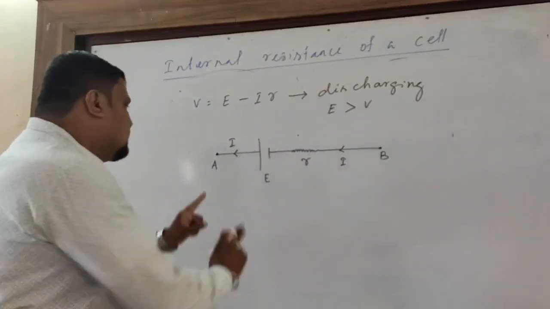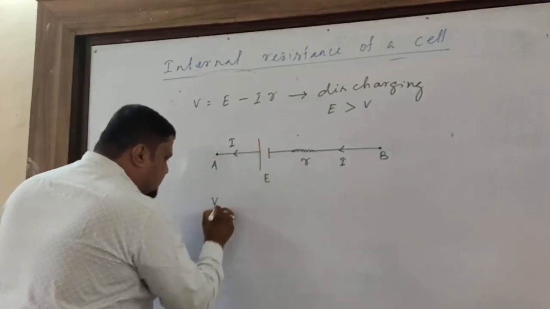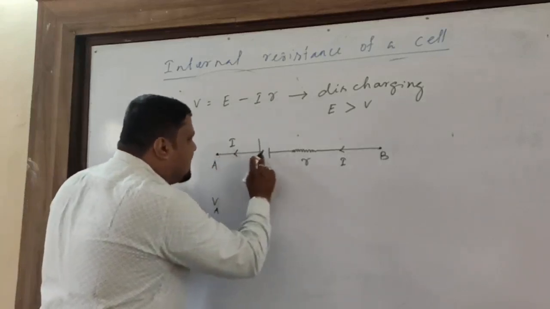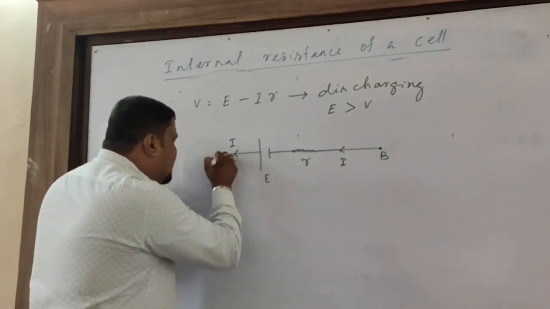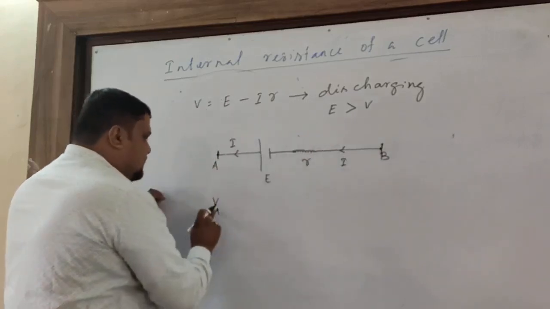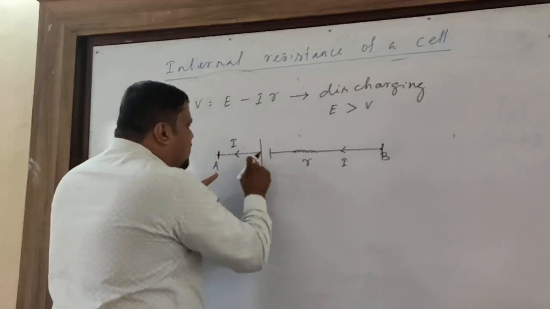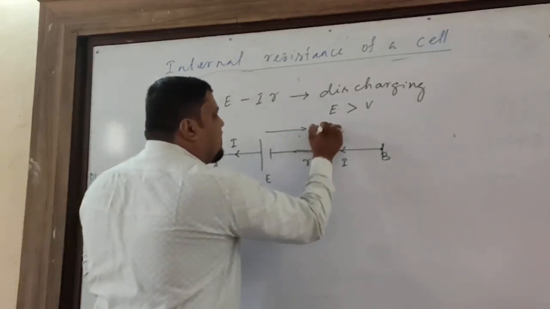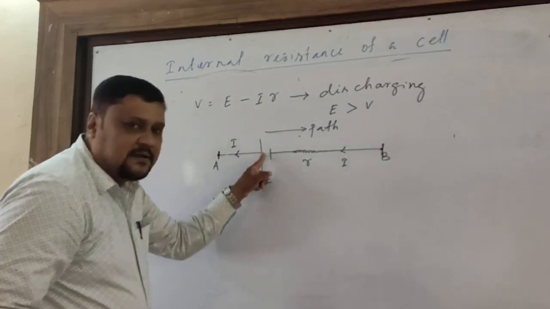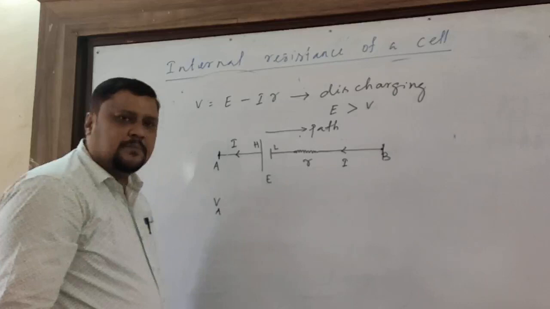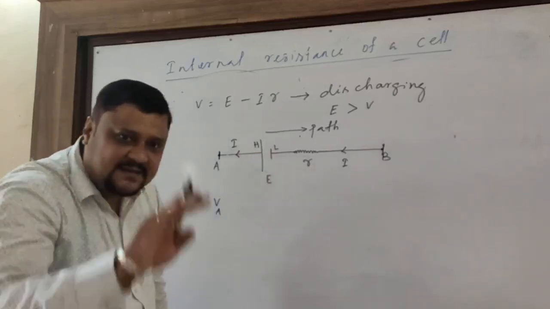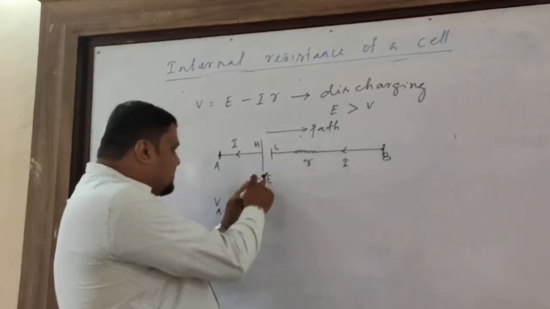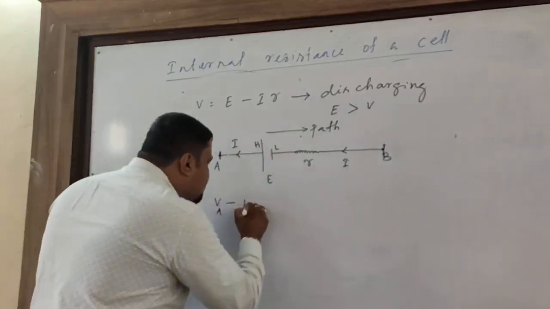The battery is discharging. To write this, I take the potential at this point as VA. Now I am moving from A to B along the line. First the potential is VA. Then I come to the cell part. The current is in this direction, so we are moving in this direction, that is our path. Now you come to this point. This is at a higher potential and this is at a lower potential. So when you move from higher to lower, there is a drop of potential. How much is the drop? The EMF of the cell. So I can write minus E.